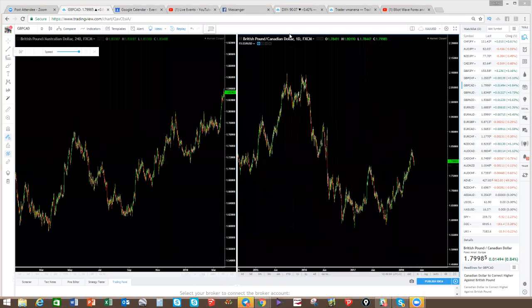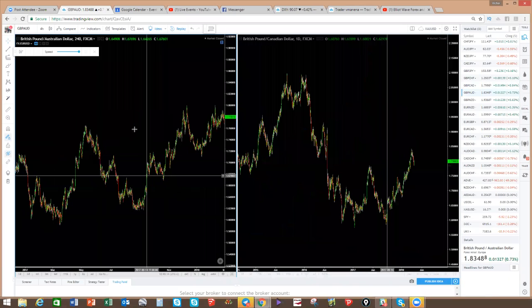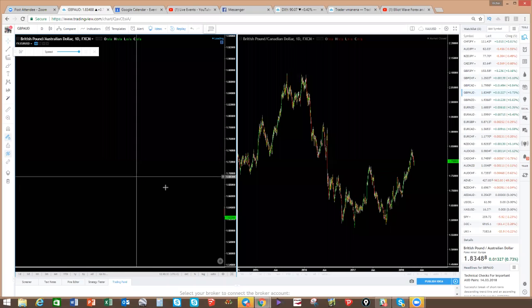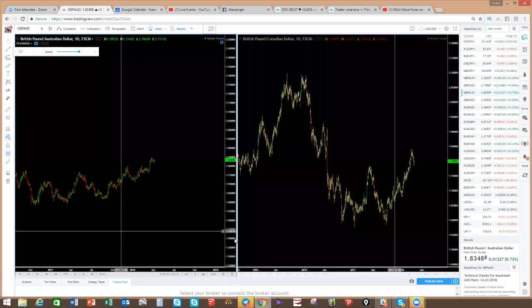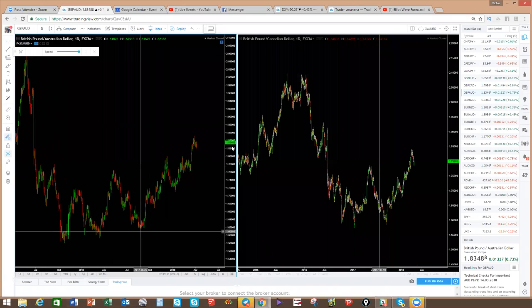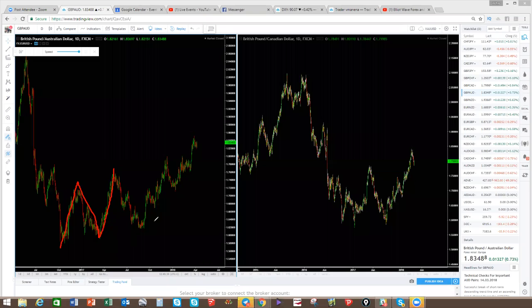Let's just move a little bit up so you can see. Right. So pound AUD, I'm going to go one daily here, so we can have the full structure. If you remember last week, the last 3 weeks, we were looking at this pattern here. After the swing high to the swing low, you can see that pound AUD has done this move. That's the move that we traded to the downside and to the upside. And now pound CAD has done the exact same move.